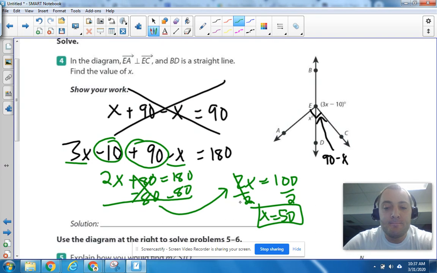The hardest part there was setting it up. Getting that this part was 90 minus x. But once you do that, you're just using your knowledge of solving equations to get it from there.